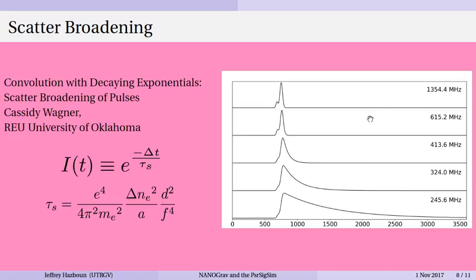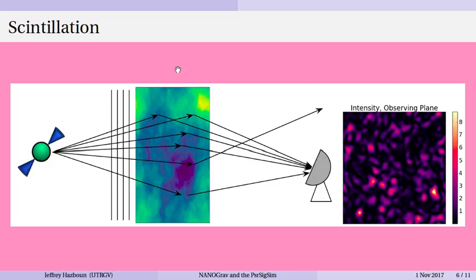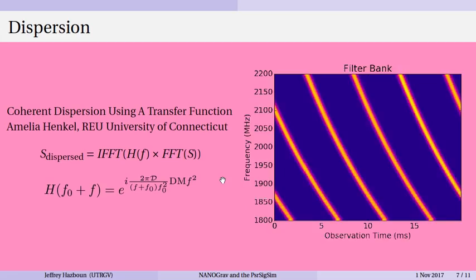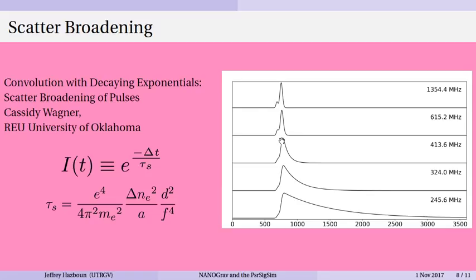Another thing that we've coded in, this was another REU of mine from the summer, Cassidy Wagner from the University of Oklahoma. She coded in a way of simulating these scattering effects, right? So there's this thing called scatter broadening, and what it does is, if I go back 2 slides here, because some light has taken longer to pass, even on the scale of the width of the pulse itself, you can get these scatter tails, where those are the parts of the pulse that have traveled much further than the original pulses.